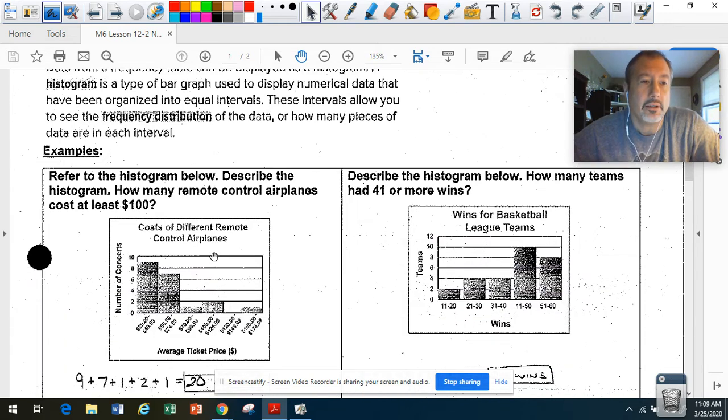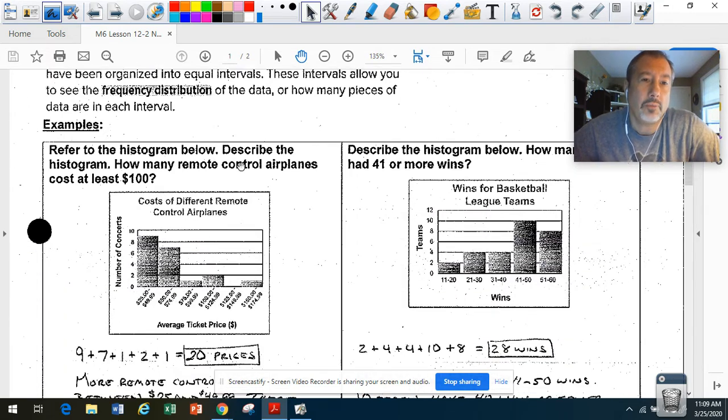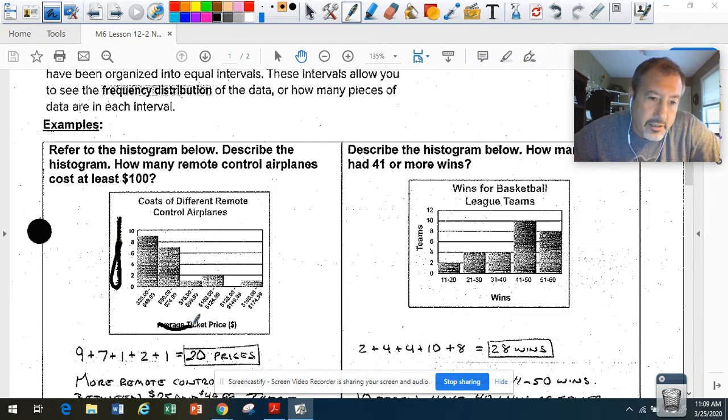So let's take a look here. It says, refer to the histogram below. Describe the histogram. How many remote control airplanes cost at least $100? Well, the first issue we have here is this is a little bit messed up. Let's scratch this out here and scratch this out here. This is talking about concert tickets. I'm not sure why this is up here, but we're looking at the cost of different remote controls.